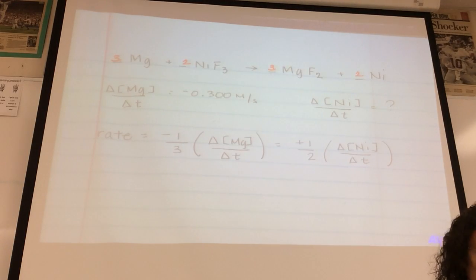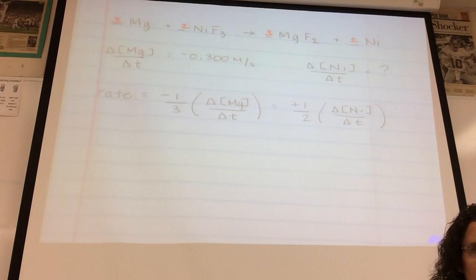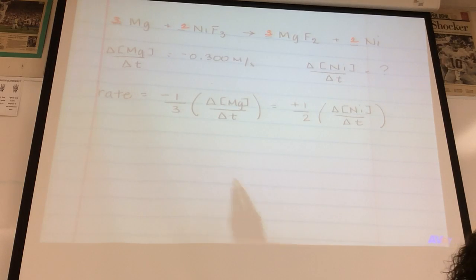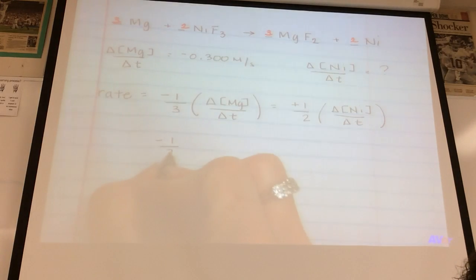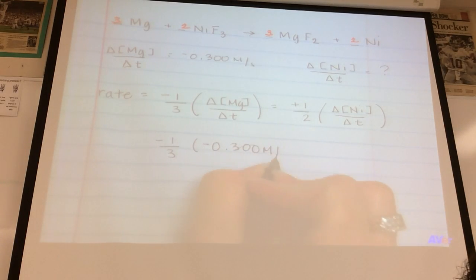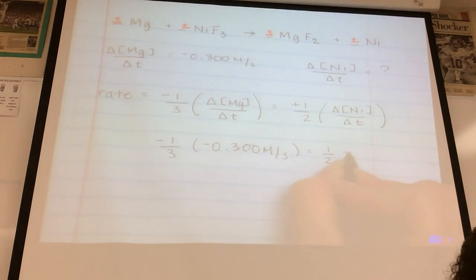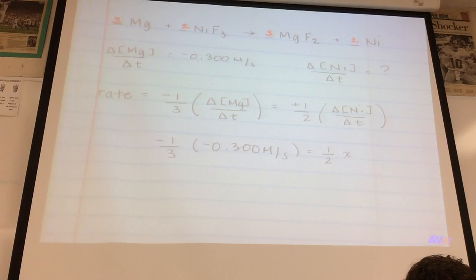Now what do we do? We plug in the magnesium. Okay, so we have negative 1/3 times negative 0.300 molar per second is equal to 1/2, and like I said, I like to just do x because it's easy. I know what I'm solving for.